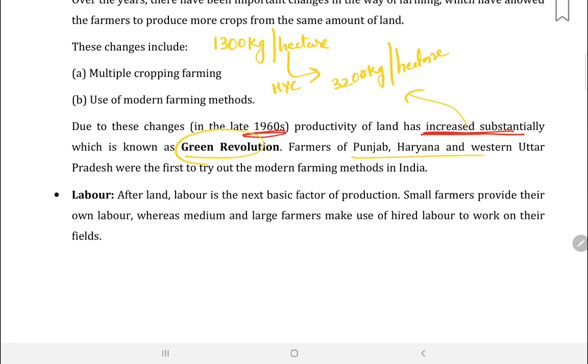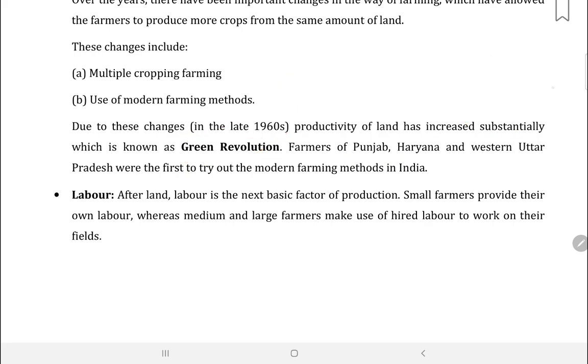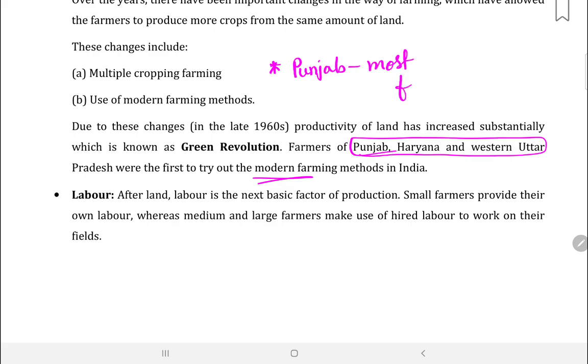The farmers of Punjab, Haryana and Western Uttar Pradesh. So this is a very important bit. Punjab, Haryana and Western Uttar Pradesh. It's not just Uttar Pradesh; if they ask, it's specifically Western Uttar Pradesh. First is the modern farming techniques, and this is also an important bit: which state uses the most fertilizers? It's Punjab that uses the most fertilizers in India.